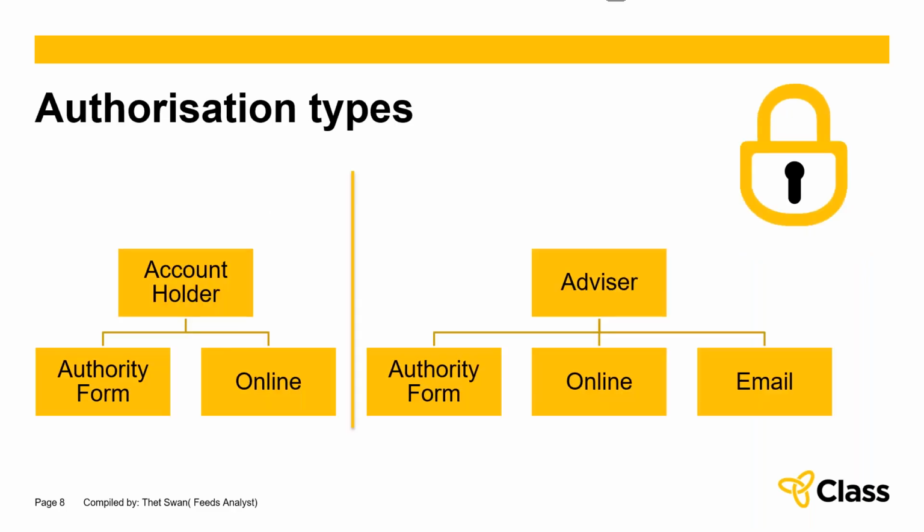Different authorization types. Now, we've divided the feeds with an authority process into two major categories: account holder. An account holder feed is where trustees get a form, which is generated from Class based on the information you have on a fund, and they sign the form and send it back to you.